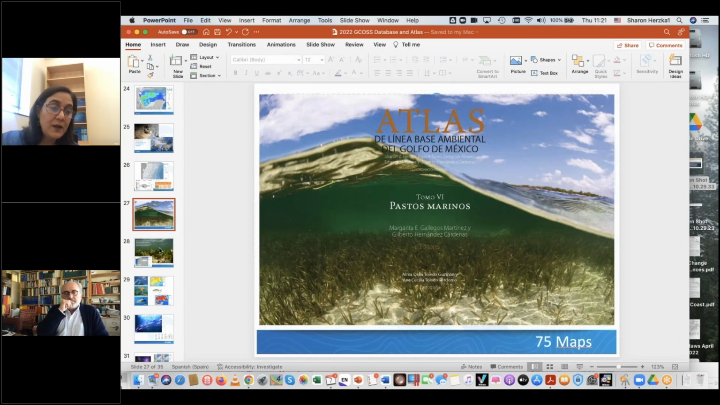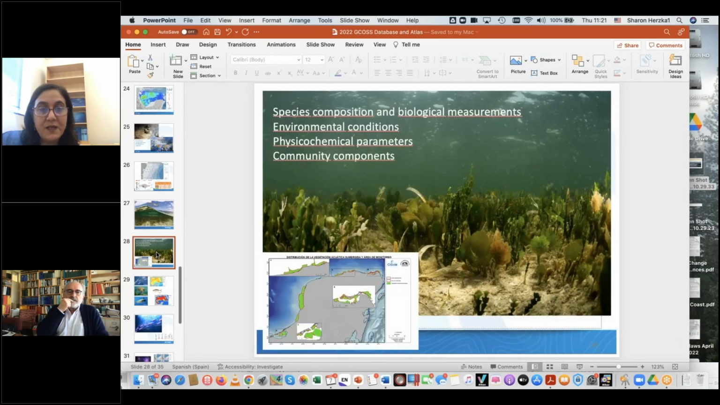For the seagrass volume, this is really beautiful. All the volumes, by the way, have beautiful pictures and images that are really worth seeing. We have all sorts of biological measurements on the communities and a lot of very detailed information on Thalassia, as well as environmental data such as temperature, salinity, oxygen, and nutrients.